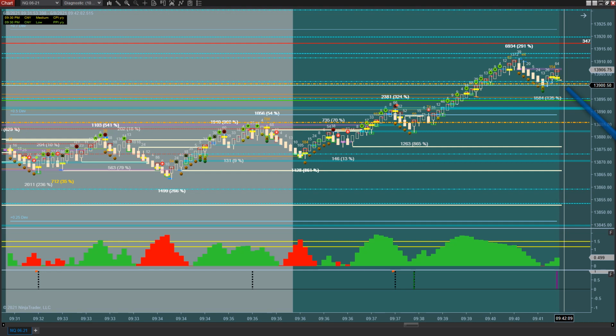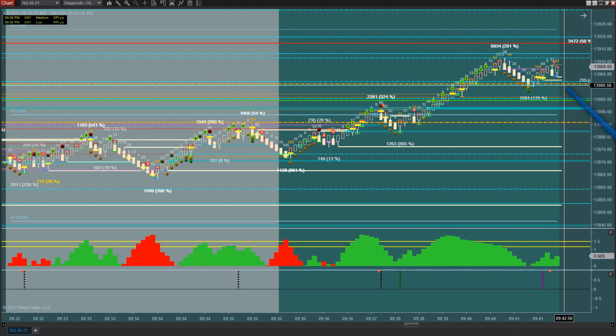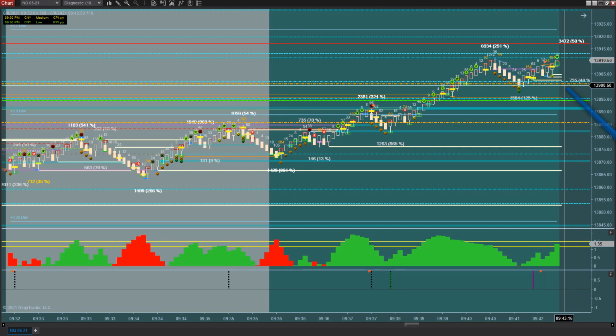Not really making a lower low, are we? Are we just doing a pullback, or are we making a new recent low? Not making a new recent low, so that's just a pullback. So you wouldn't want to take a third bar swing on a pullback. Would have worked out, but again, not the best trade.